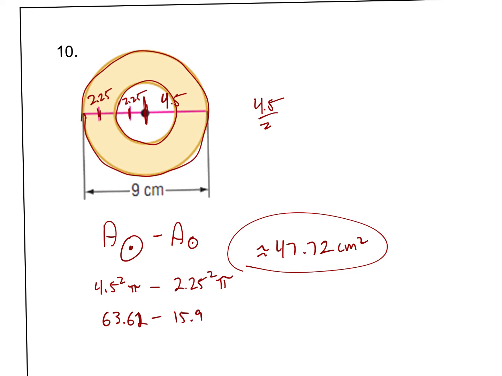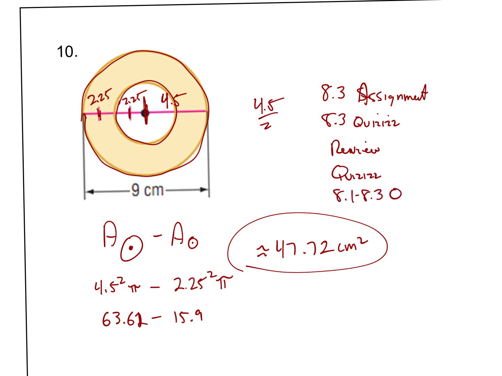Okay, now off you go to do the 8.3 assignment. Then the 8.3 quizzes. And then your review. Then the quizzes review. And then your 8.1 through 8.3 quiz. That's what's next. Again, let the calculator do a lot of the legwork. It'll save you a whole bunch of time and a whole bunch of hassle.